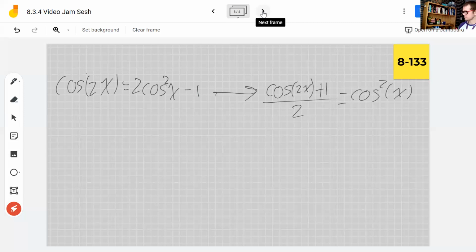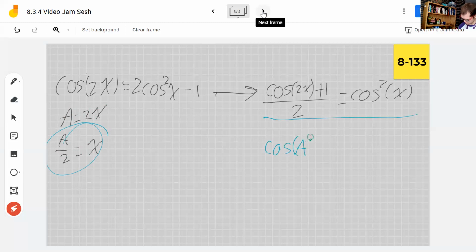So if we let a equal 2x, then we'll solve for x. Oh, no. Let's write a equals 2x. If we solve that, we get a over 2 equals x. Why is that helpful? If we take this and substitute it in over here in this equation, all of a sudden I get cosine of A plus 1 over 2 equals cosine squared of A over 2. All of a sudden, we have an angle divided by 2.